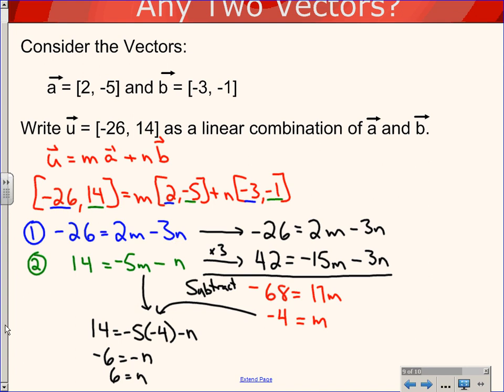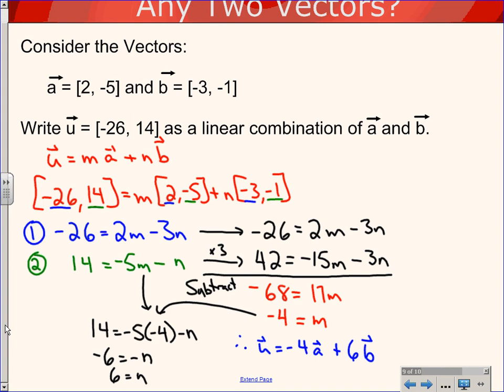And now I can get my overall statement then. I've got, therefore, vector u required -4 vector a's, and it required 6 vector b's. So we were able to solve that system that way. And you could check that if you wanted to, right? You could actually multiply vector a by -4 and multiply vector b by 6 and put all the components together and make sure you really did get (-26, 14). But this worked. Keep in mind, this worked out relatively nice because we got the -4 and the 6, which are pretty good numbers.